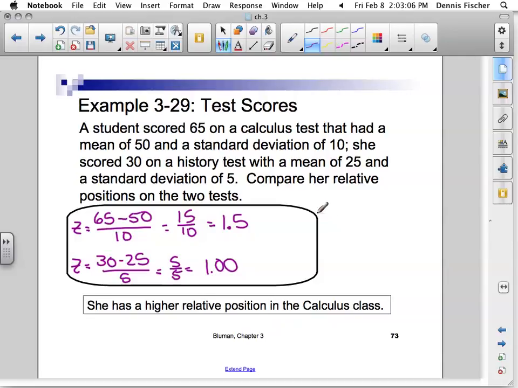So if you think about how this works, here's your Z-score of 0. Here's 1.5. Here's 1. Always, the Z-score farther to the right is a better score. So 1.5 is further right, we're good. We're in good shape. She's relatively higher in the calc class. That makes sense? How the Z-score works.